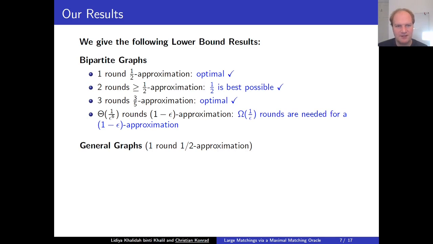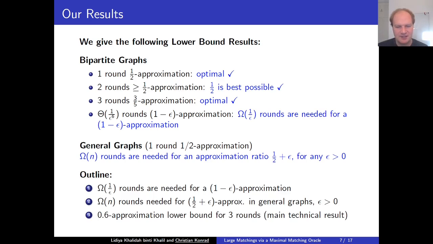For general graphs, we show that our model is not very well suited for general graphs, in fact. We show that if you would like to compute an approximation ratio strictly better than 1/2, then you need omega of n rounds to achieve this in our query model.